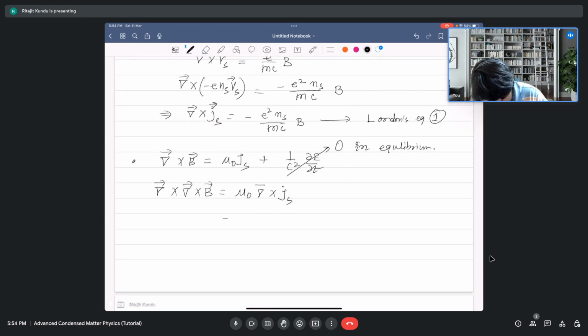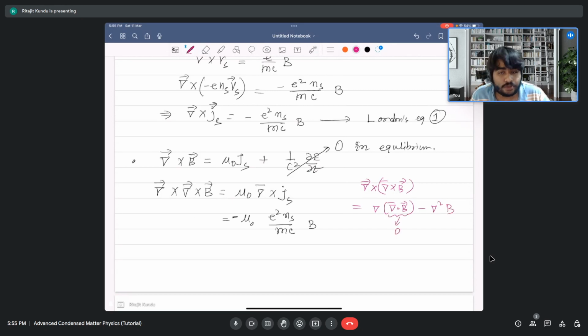Okay, so on the right hand side I'll directly write mu 0, so there is a minus e square ns over mc. And from your vector calculus you already know that if there is a curl of some vector field B, it will be given by gradient of divergence of B minus Laplacian of B. For a magnetic field, from Maxwell's equations you know that the divergence part is already 0, so you are left with minus gradient squared B.